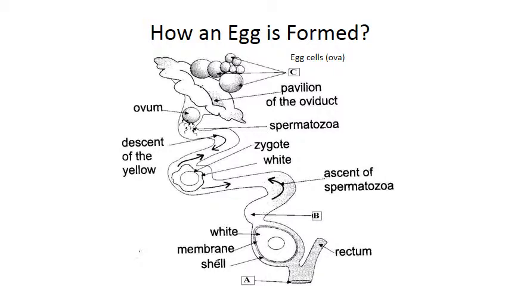How an egg is formed. First we have an egg cell, an ovum. It goes down to the papilla of the oviduct, the top of the oviduct. Now the ovum will be fertilized by the sperm cell and changed to a zygote. The zygote will be surrounded first by the egg yolk. Then it will be surrounded by the egg white or the albumin. Then as it keeps moving downward along the long oviduct of the hen, it will be surrounded by the shell and the shell membranes, and then it will be laid to the outside.